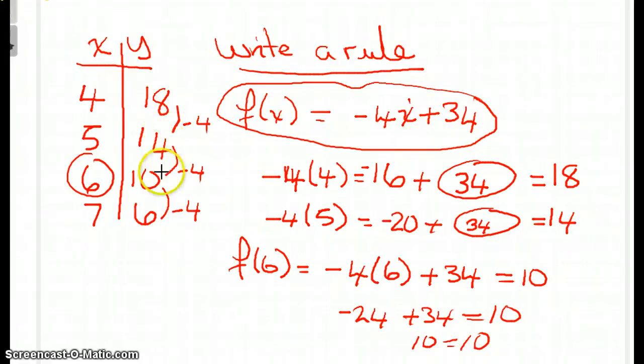What is my constant change here? I'm decreasing by 4. That's what I'm going to multiply by, and then I have to go back in and figure out whether I'm adding or subtracting.